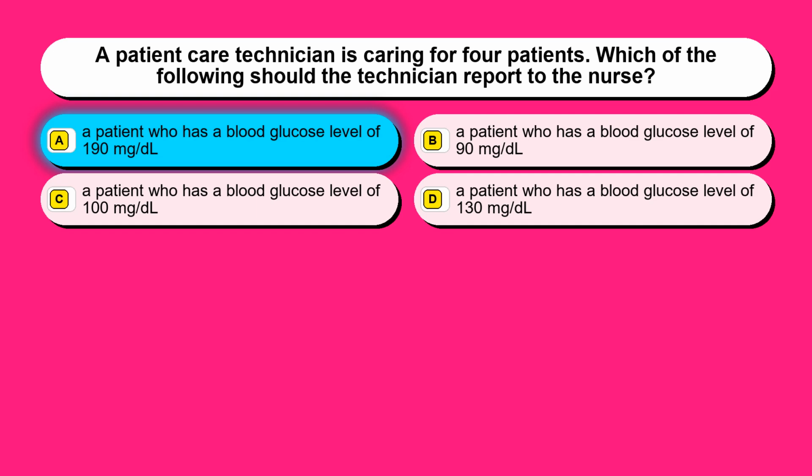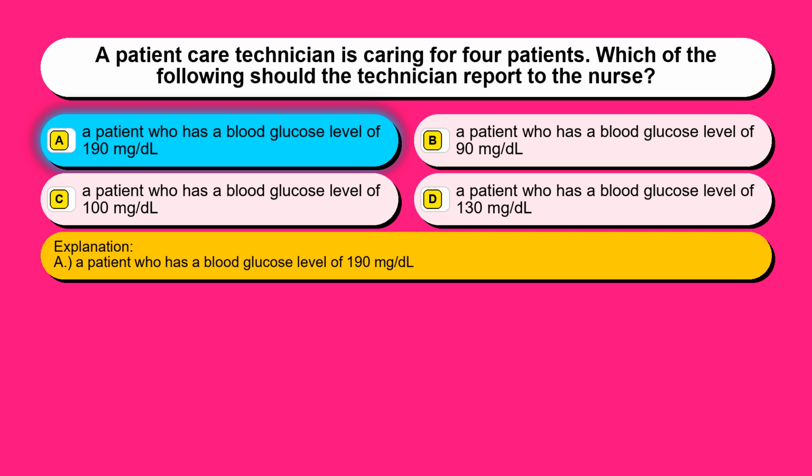The correct answer is option A, a patient who has a blood glucose level of 190 mg/dl.